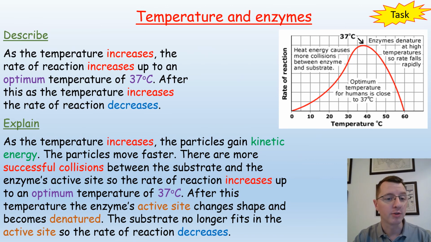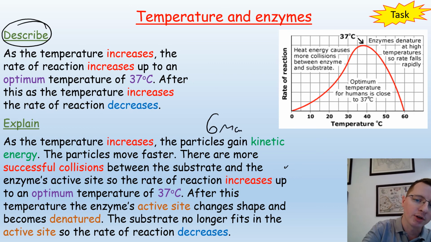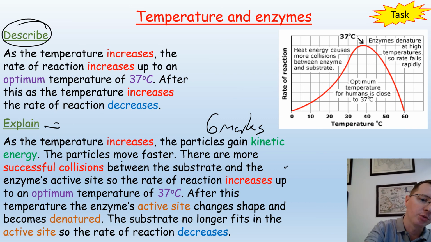So here are the answers. As the temperature increases, the rate of reaction increases up to an optimum temperature of 37 degrees. After this, as the temperature increases, the rate of reaction decreases. We have successfully described the graph, but we haven't explained it. Explaining, generally you might get up to 6 marks for a question like this because we have to say why. Anytime you see this word, it means say why.